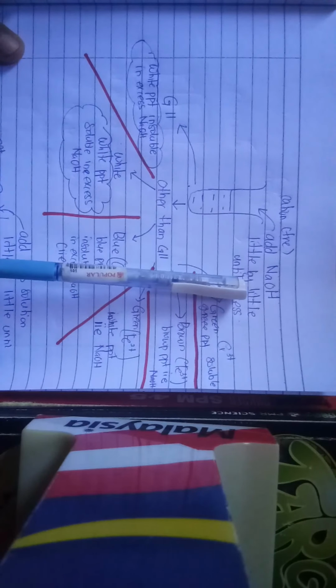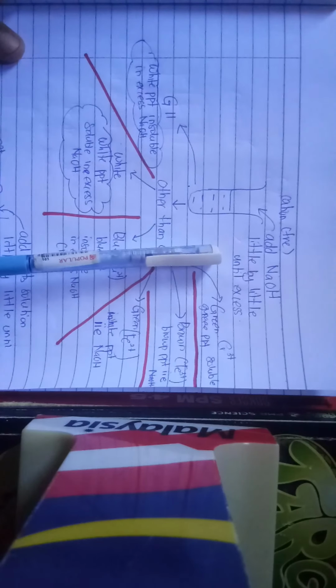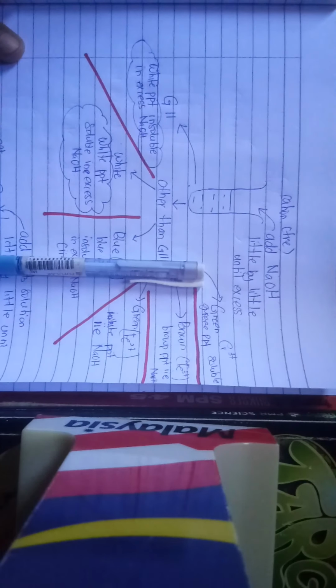This analysis you need to conduct by adding sodium hydroxide, but the keyword here is you add little by little until excess. You must add a little bit at a time until you have added more sodium hydroxide. You cannot add all the sodium hydroxide together directly. Okay, so that's how you conduct the analysis.